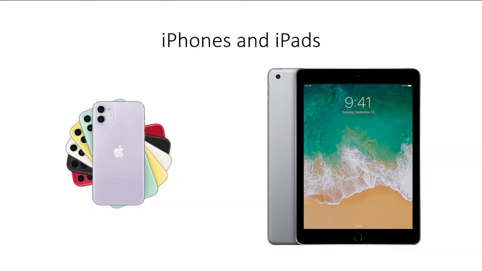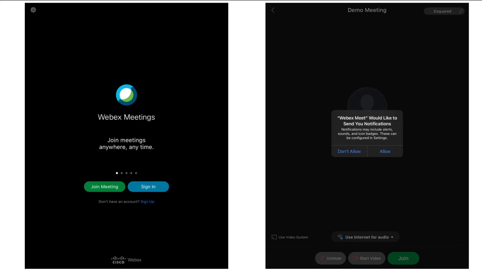How about iPhones and iPads? Same basic story. If you've never used WebEx Meetings before on either Android or iPad, you might be greeted with a screen like the one on the left that prompts you to either join meeting or sign in. You can sign in and create an account that way. I'd recommend you do. But if you join directly from your email and you've already created an account, you'll be greeted with a screen like the one on the right that says the same basic things it did for the Android. It may have a pop-up that says it would like to send you notifications. That's ultimately your call if you'd like to do that or not.